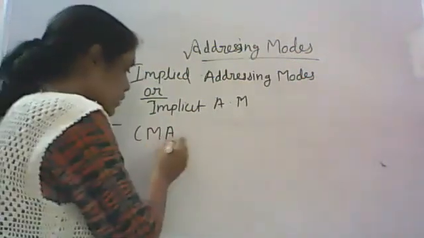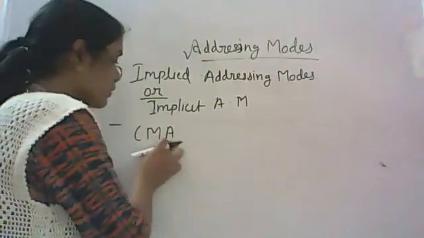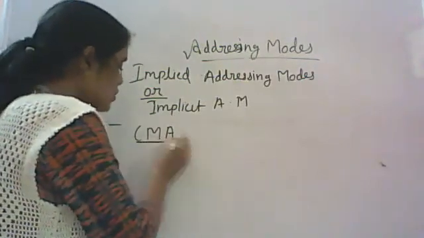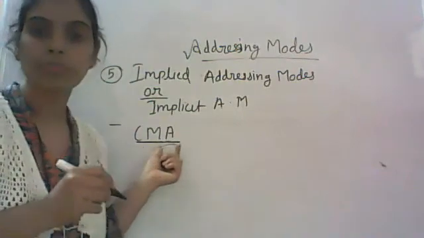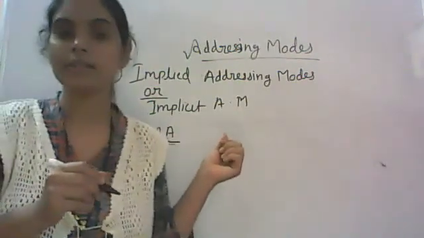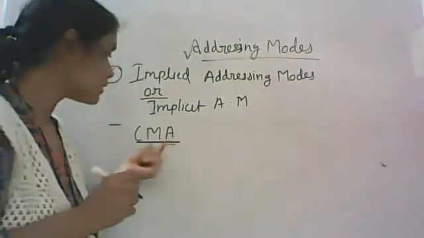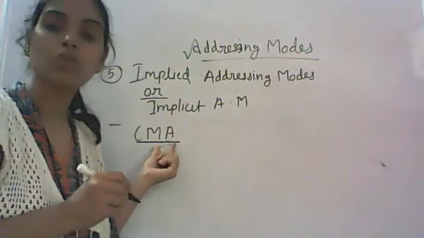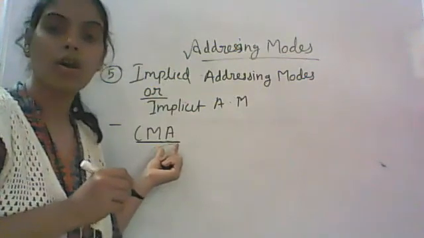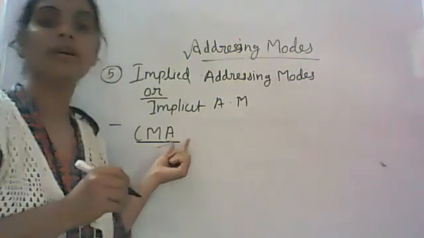In this instruction, the operand is hidden and the data to be operated is available in the instruction itself. See here, accumulator is the operand. This is the instruction. CMA is the instruction. In this instruction, the operand is hidden. So in this CMA instruction, find and store the ones complement of the content of accumulator A in A.